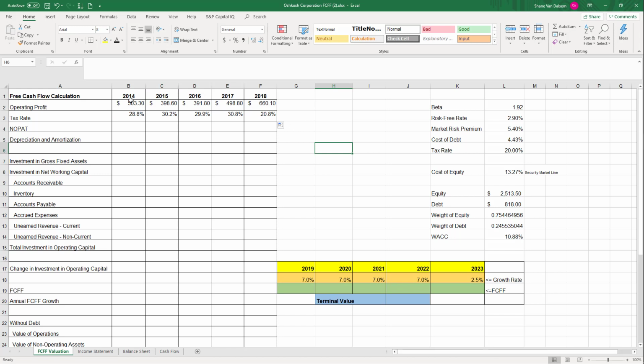And this is nice. It's got a very stable tax rate over time. It did dip down a little in 2018. Our net operating profit after tax is then equal to our operating profit multiplied by 1 minus the tax rate. And again, pull that across.